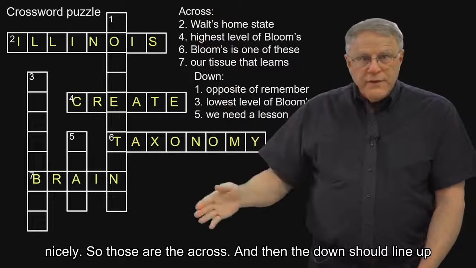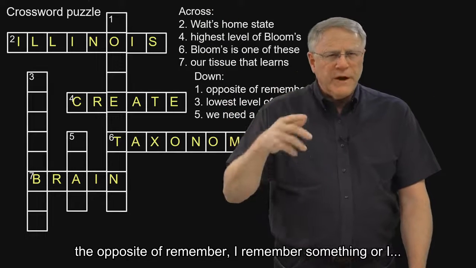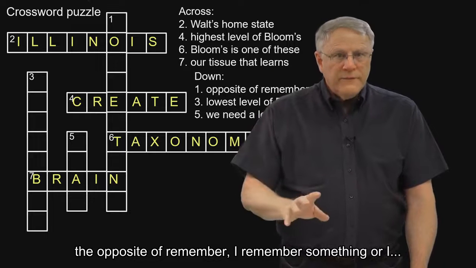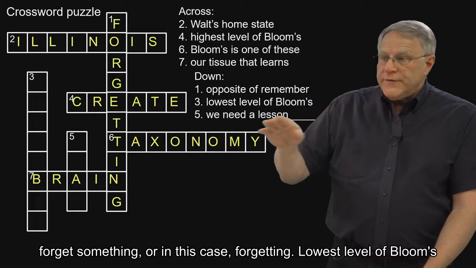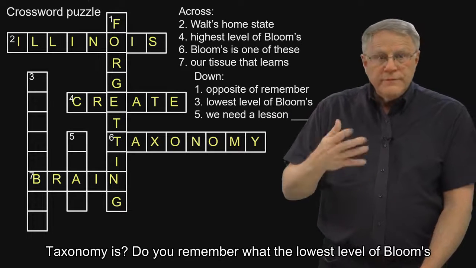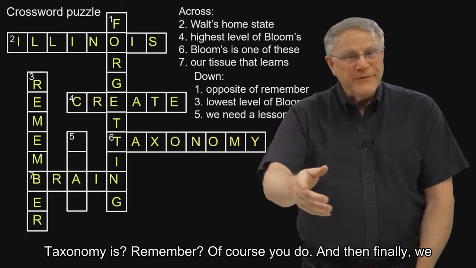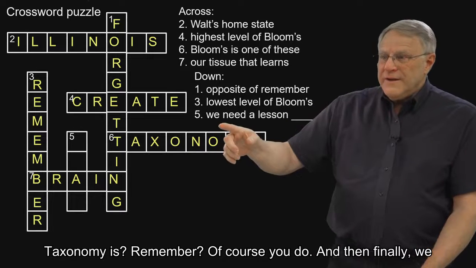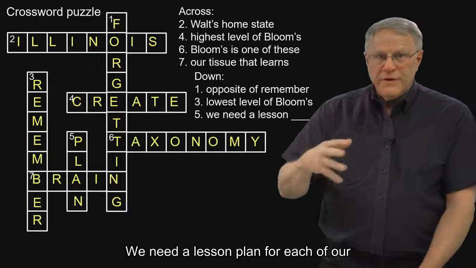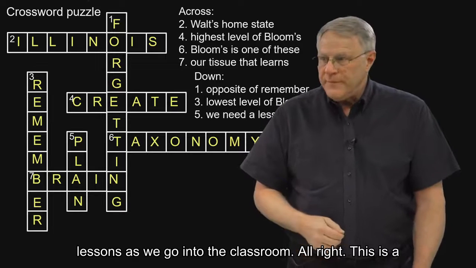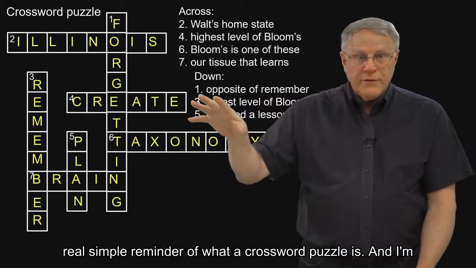And then the down should line up with that. So one down is the opposite of remember. What's the opposite of remember? I remember something or I forget something, or in this case, forgetting. Lowest level of Bloom's taxonomy is, do you remember what the lowest level of Bloom's taxonomy is? Remember, of course you do. And then finally, we need a lesson what? We need a lesson plan for each of our lessons as we go into the classroom. All right, this is a real simple reminder of what a crossword puzzle is.